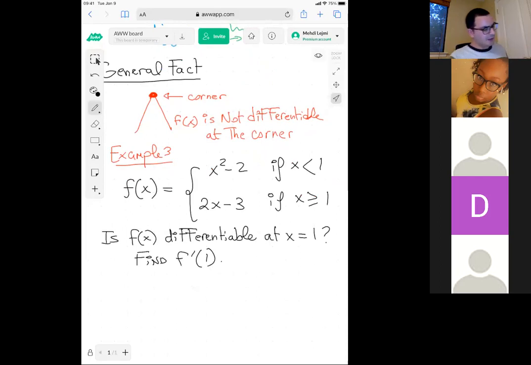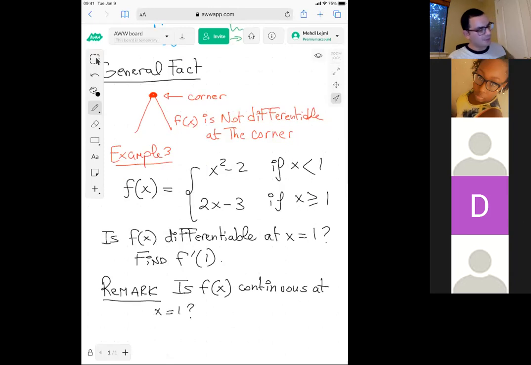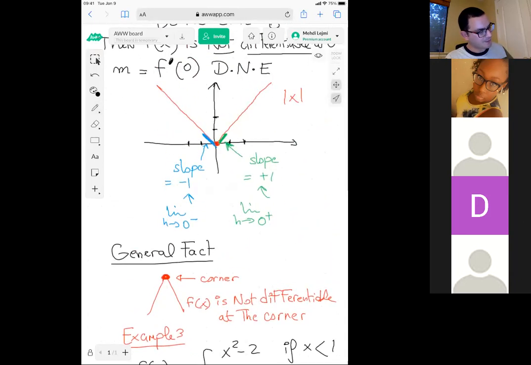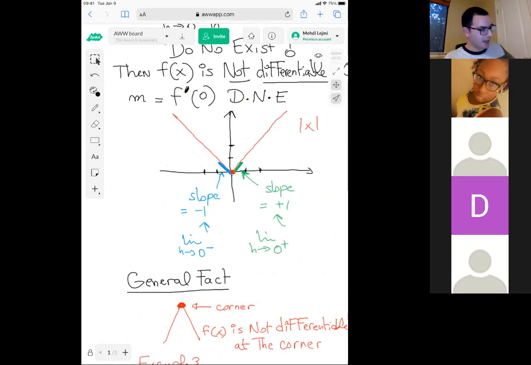So let me ask you this, guys, before the differentiability. So remark, is f of x continuous at 1? At x equal to 1. Well, before this example, if I come back to this absolute value of x, is absolute value of x continuous at 0? Do you think it's continuous at 0? Well, we proved that it's not differentiable.